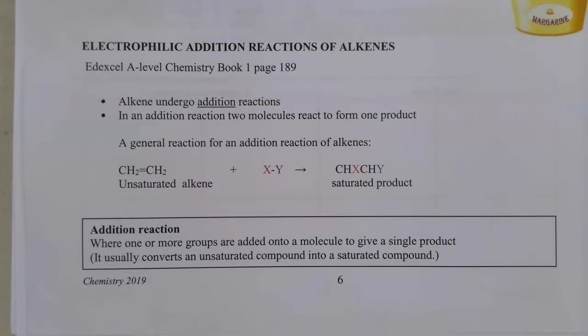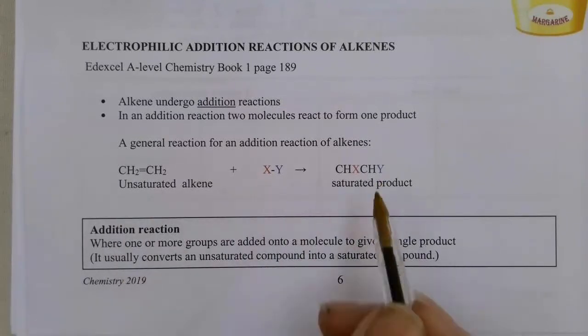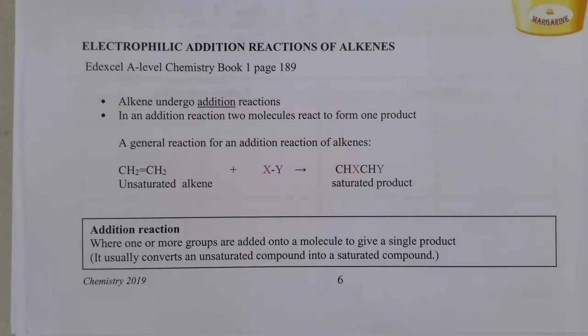So alkenes often undergo addition reaction. This is where we're going to add a molecule to my unsaturated alkene to turn it into a saturated product. So you need to know these definitions, where one or more groups are added to a molecule and it gives a single product. So it's got usually a very high atom economy. In fact, in this case, without doing any calculations, I can show that it's 100% atom economy. So it's a very efficient way of making our products.